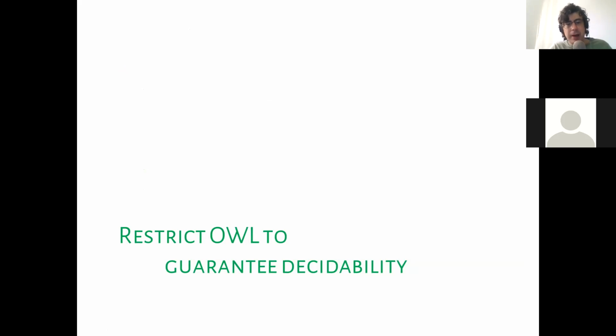And the third option is to restrict OWL to guarantee decidability, which means that we're going to have complete reasoning that always halts with the correct answer, but we're not going to accept all ontologies. Rather, we're going to say, hey, all of these ontologies are now banned. They're forbidden because if you use these features in this way, the reasoning becomes undecidable.